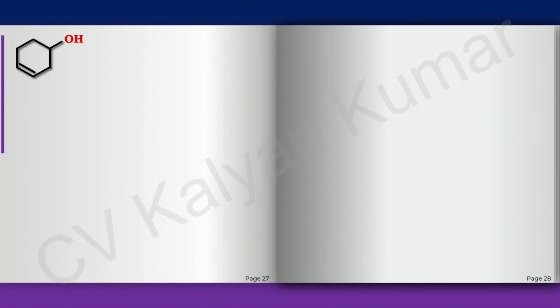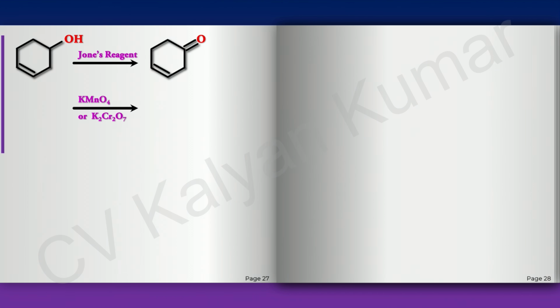Alright. What about Jones reagent? Already done this. Ketone. What about KMnO4 or dichromate? Now they will oxidize not only the secondary alcohol to ketone, they will also break this carbon double bond carbon and convert both these carbons into COOH because they have H there.